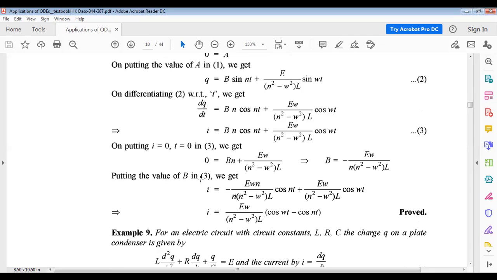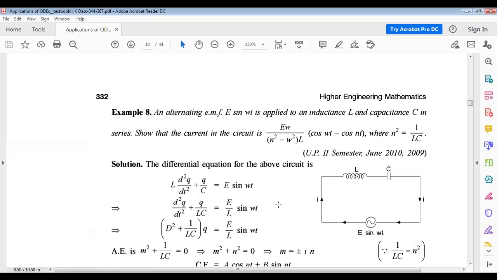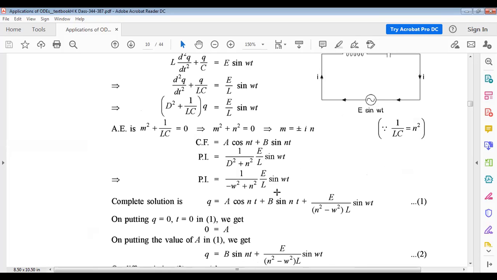Now putting the value of b in equation 3, okay, we get this result. Now taking common, we get this one. Actually, these equations we have proved. Okay, this is the current, electric current in the circuit. Very easy.